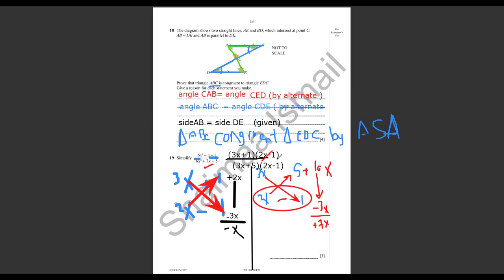So cancelling 2x minus 1 with 2x minus 1, we remain with this part: 3x plus 1 and 3x plus 5. Let's write it. 3x plus 1 over 3x plus 5, single fraction. Okay, let's see the next.